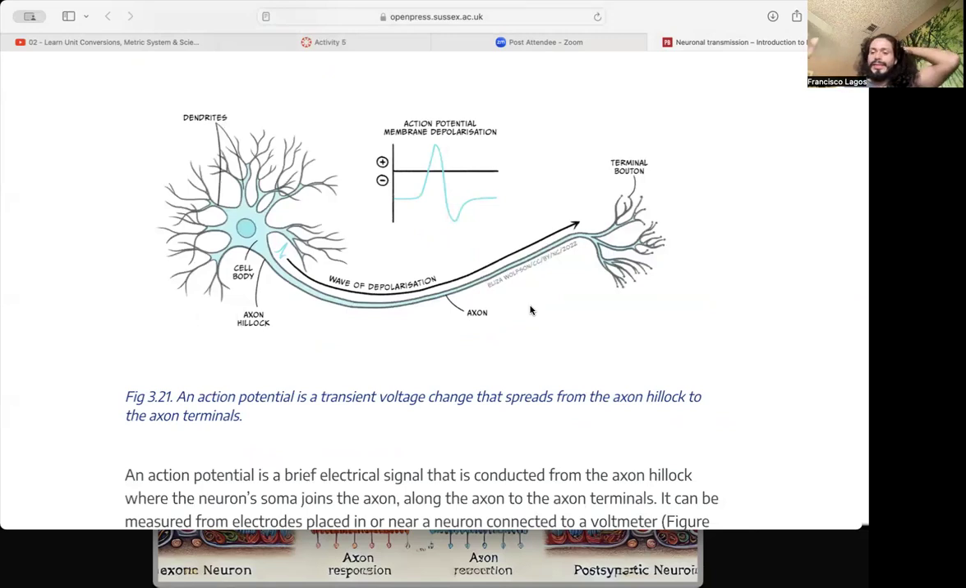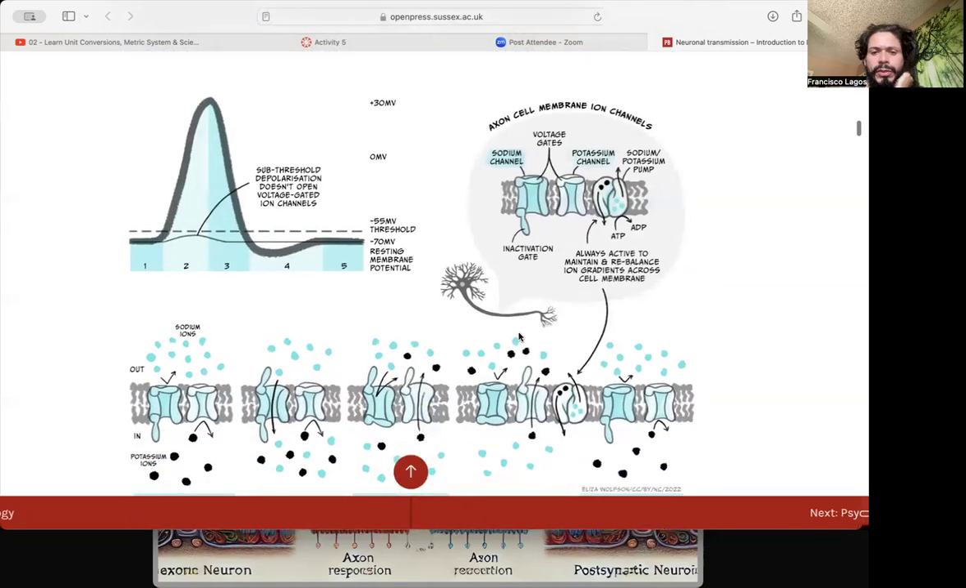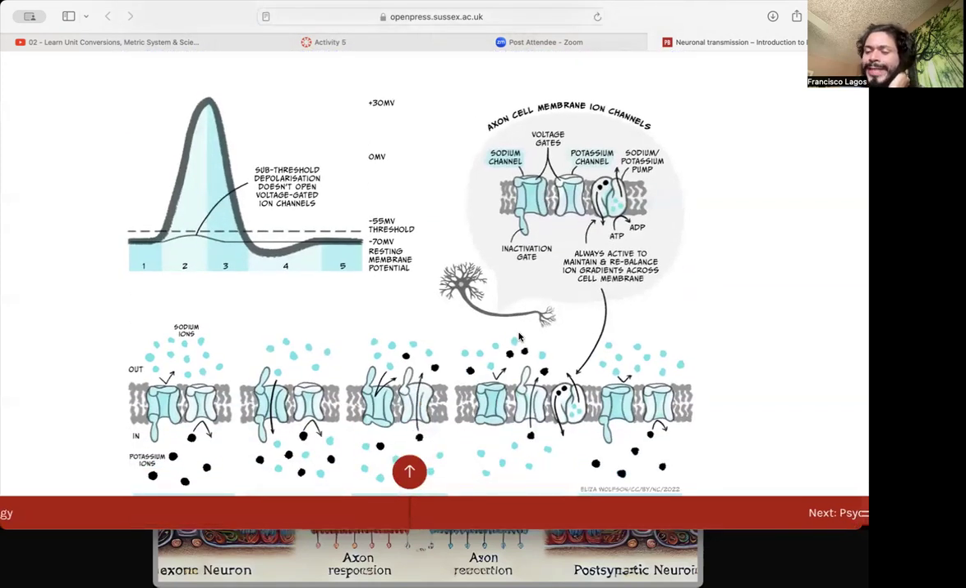So, exocytosis. At the axon terminals, the action potential triggers exocytosis, exo meaning outside, causing the release of neurotransmitters into the synapse. So that's exocytosis. I don't have the best pictures for that. And then ligand. Like ligament, to bind, to be bound. The neurotransmitters act as a ligand, binding to ionotropic receptors on the postsynaptic neuron. So that's where neurotransmitters bind to receptors.